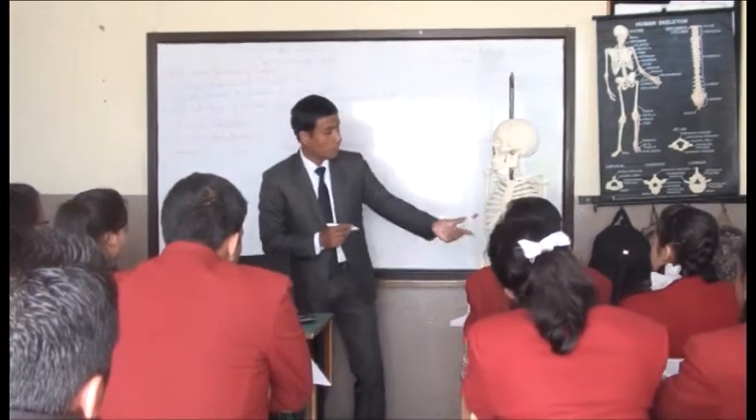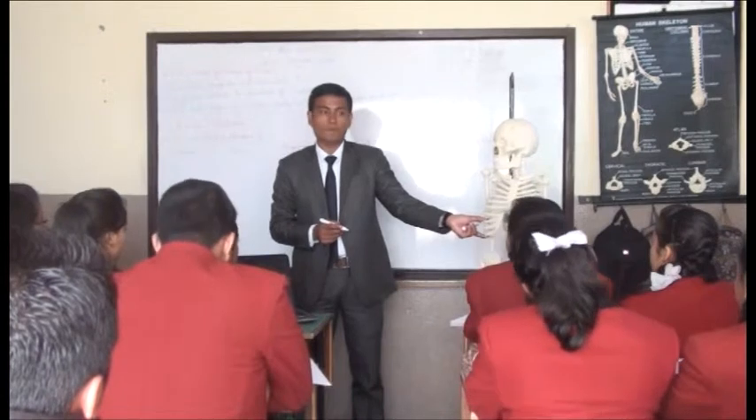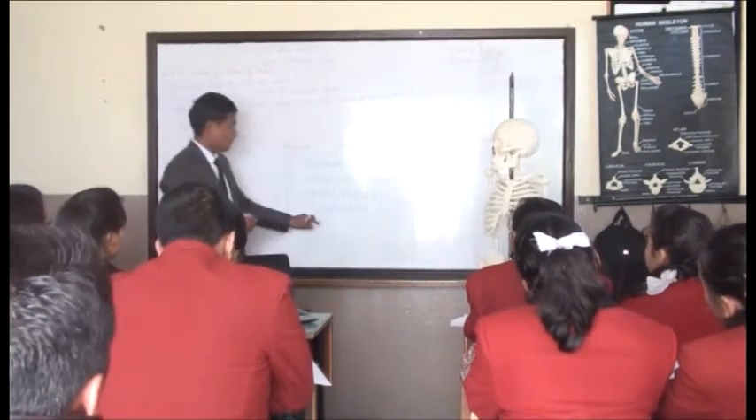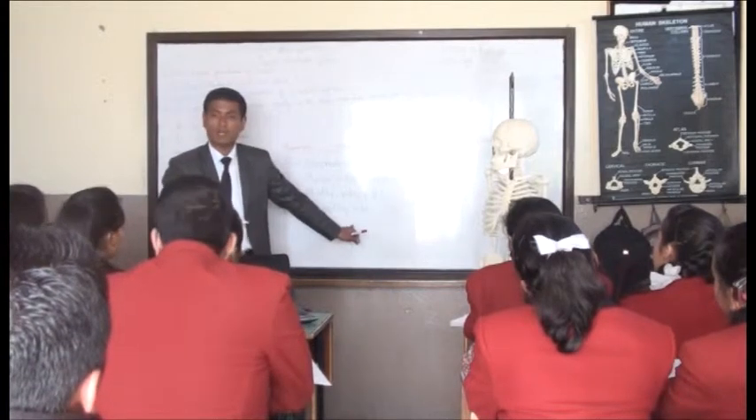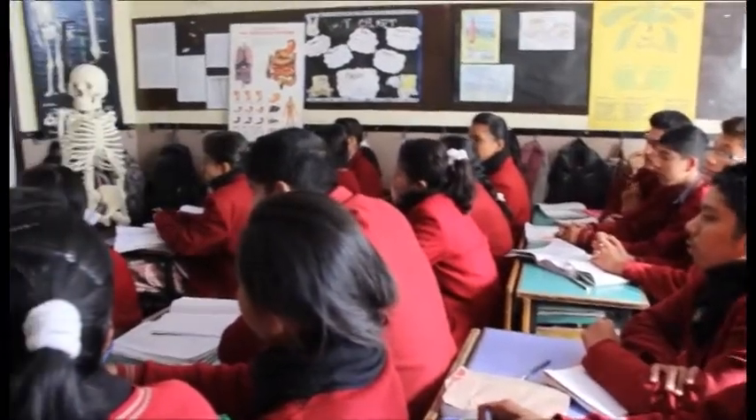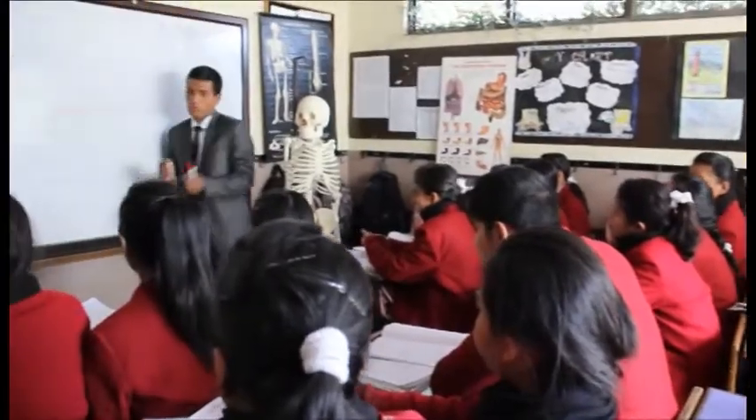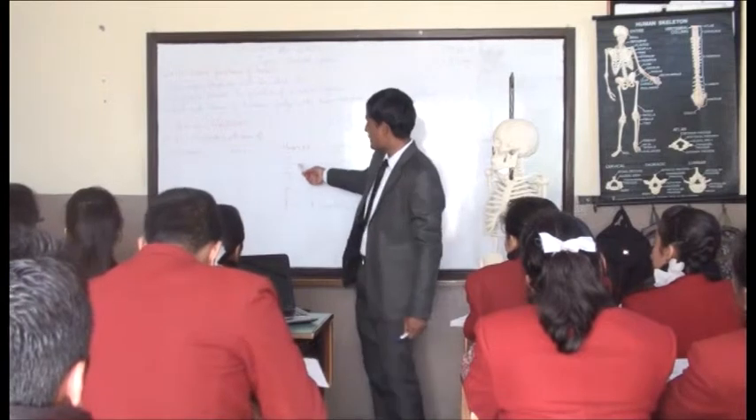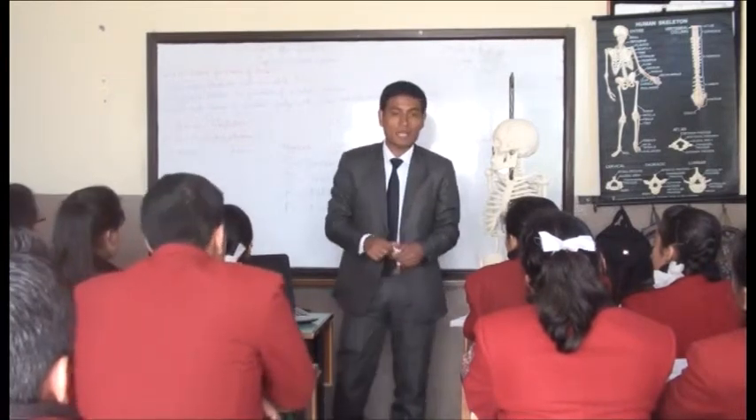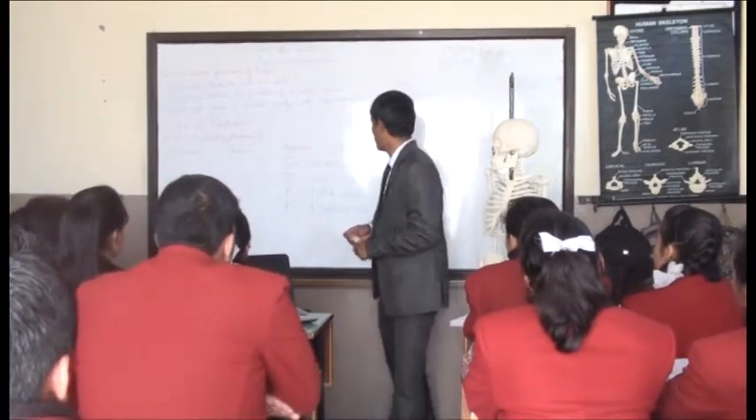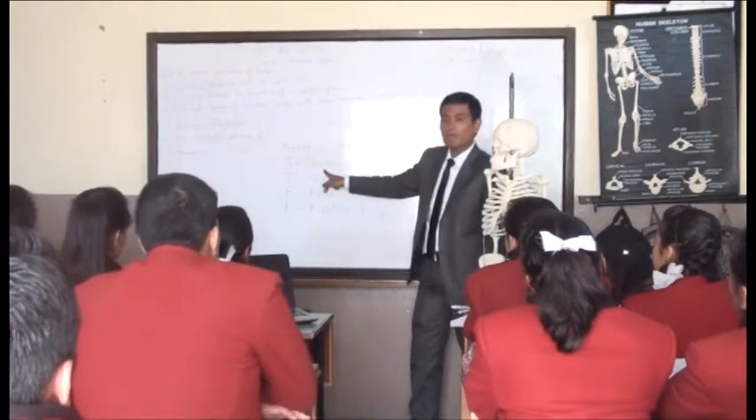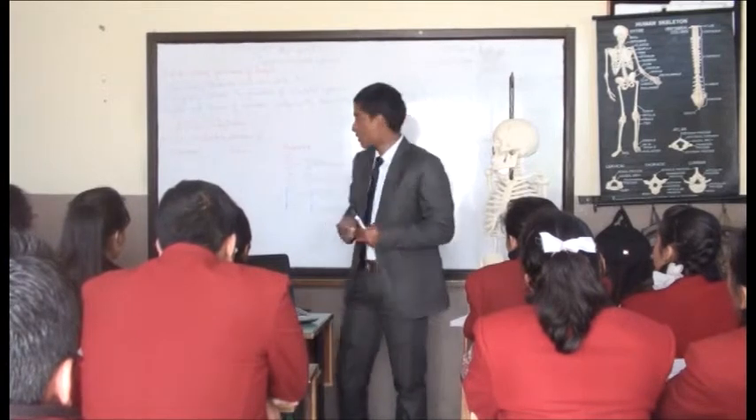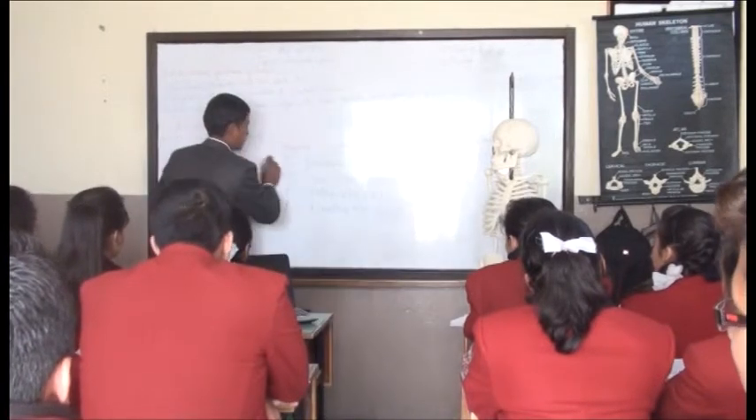Now after 14 true ribs, the bottom 3 are called false ribs. So how many false ribs altogether? 6. Floating ribs. How many floating ribs altogether? 4. 2 on both sides. So these are the bones of the thorax. Can you remember the combination? STFF. Sternum, true ribs, false ribs, floating ribs. Very good. Now let's move on.